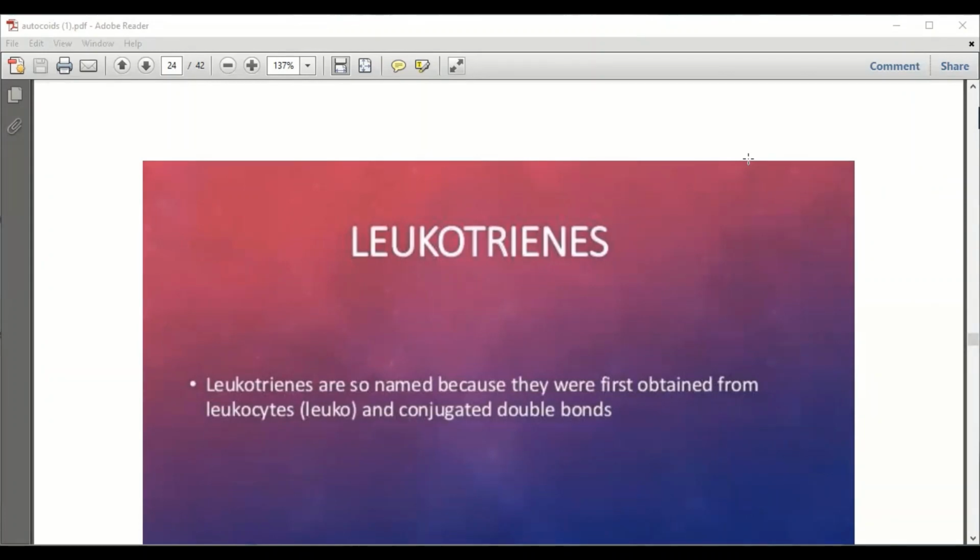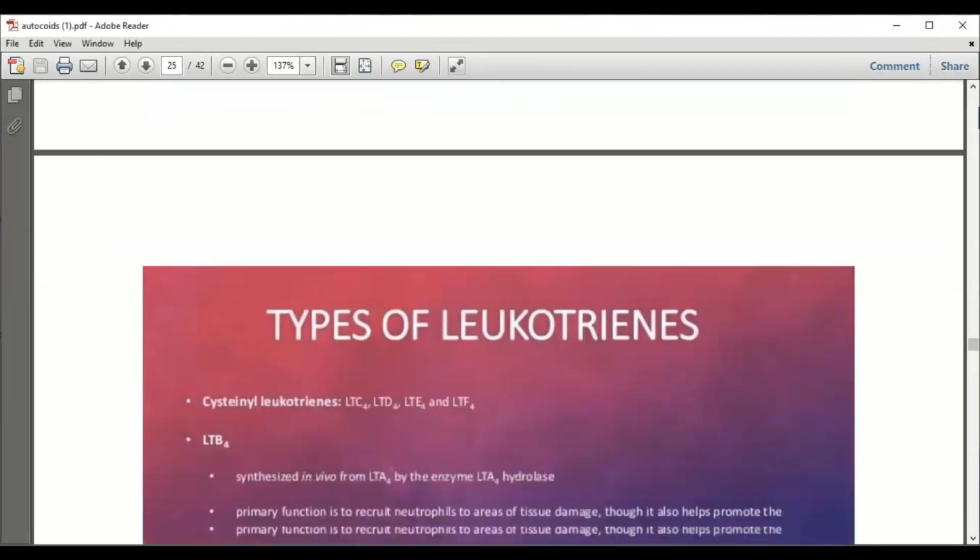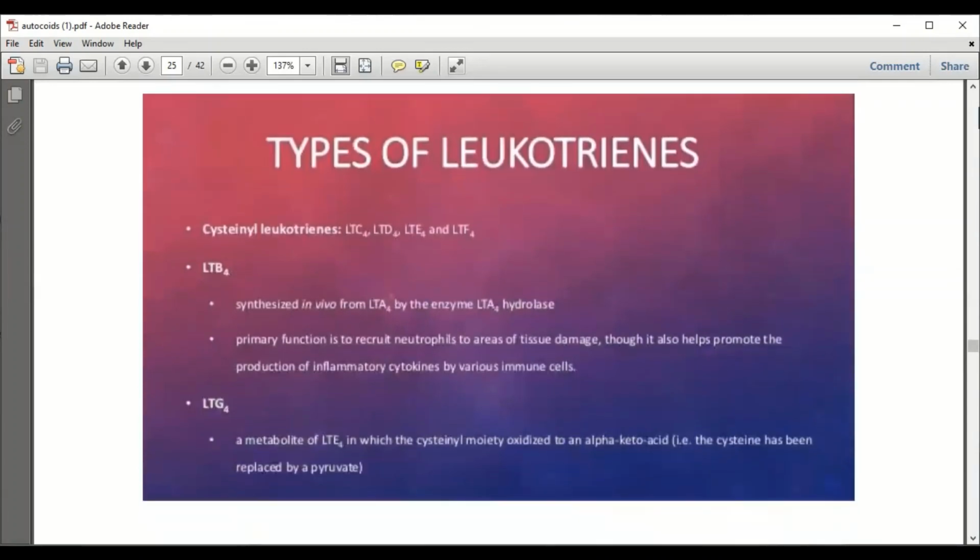So the basis of immune response and inflammation should be very relevant in this one so that you can be able to understand this. So let us today look at leukotrienes. Leukotrienes are lipid derivatives, types of autacoids. They are named so because they were initially obtained from leukocytes, and they have a double bond conjugation. So let us see types of leukotrienes.